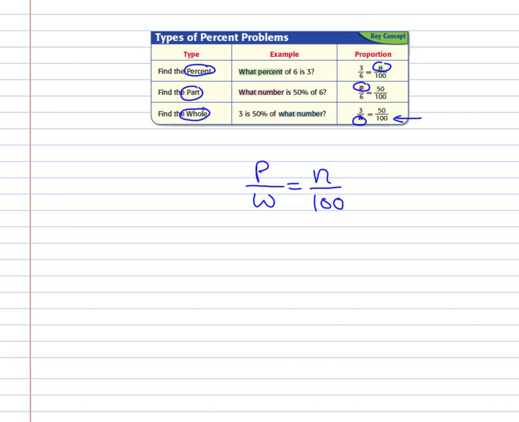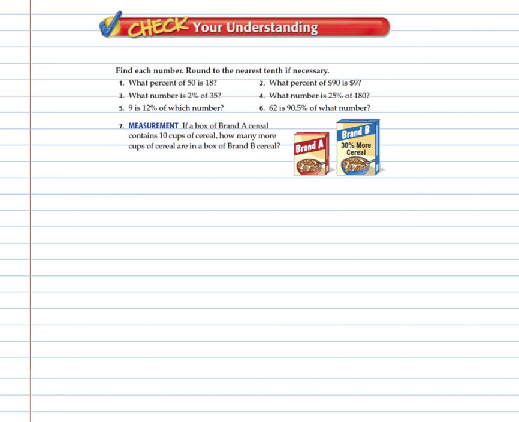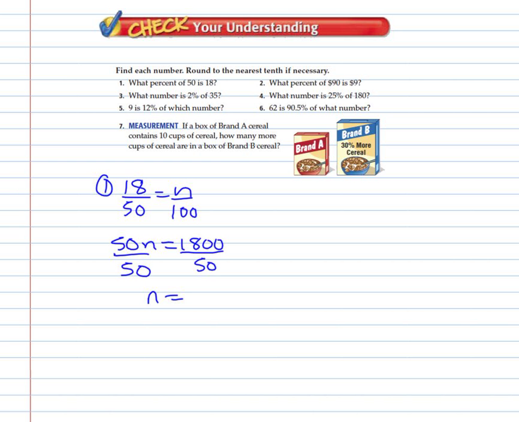Example number 1, what percent of 50 is 18? So we're going to write that like this. 18 over 50 equals n over 100. Our cross products are 50n equals 1800. Divide both sides of my equation by 50. N equals 36, in this case, percent.